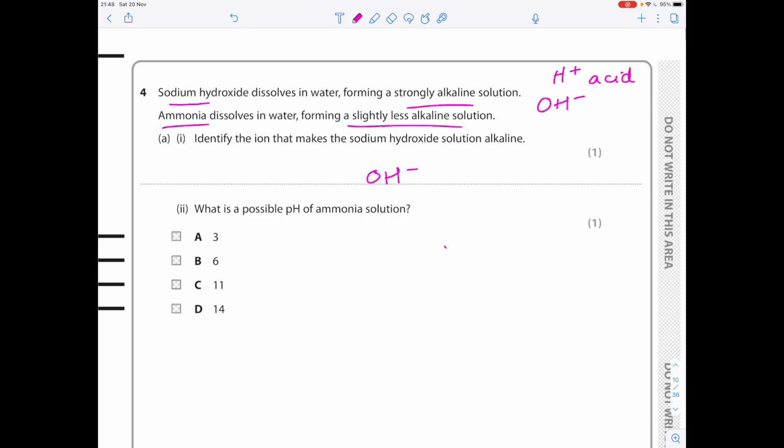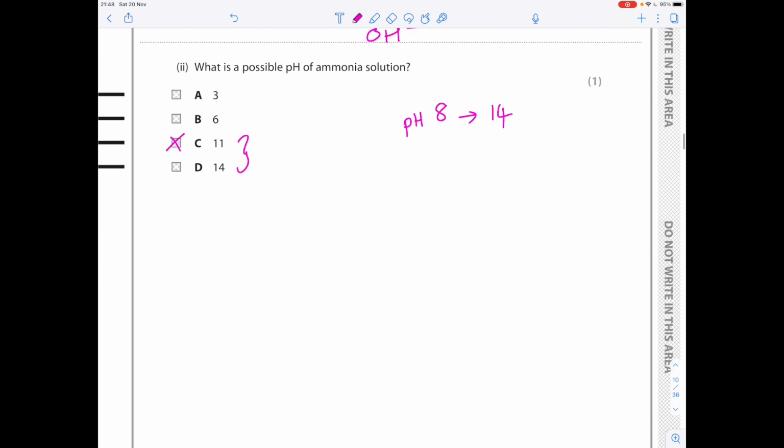What is the possible pH for ammonia solution? So remember, between pH 8 and 14 is alkaline, which means we need to pick between these two numbers. 14 is very strong. We've just been told that it's not super alkaline, so it must be 11.